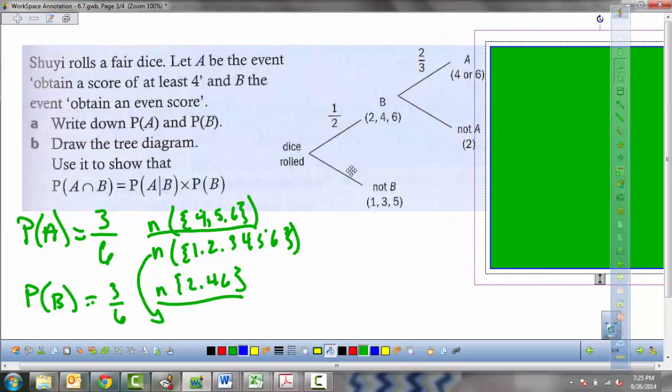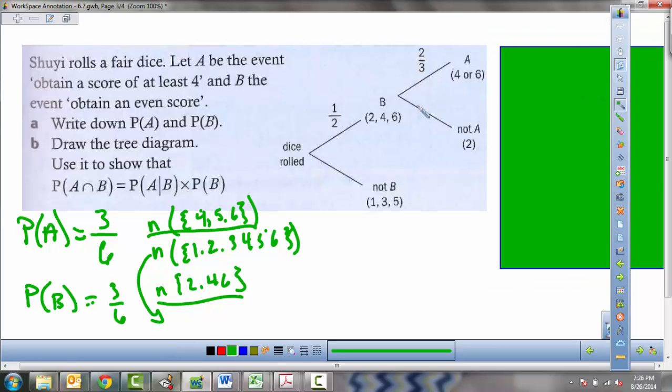Now we know that we're talking about A given that B occurred, not just plain A. So we know that this happened. So we pick 2, 4, 6. So event A is now 2/3 because 2 out of these 3 match the criteria of at least 4. The probability of not A would be 1/3 here because there's 1 out of 3 events that are not greater than 4, the 2.